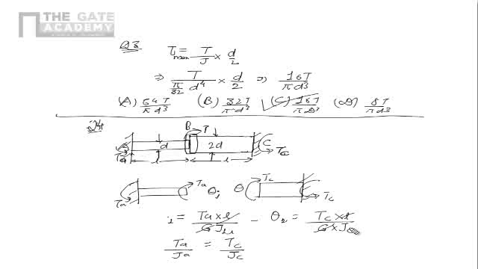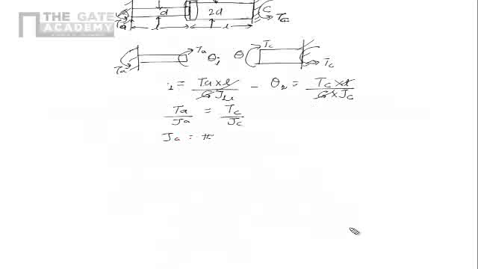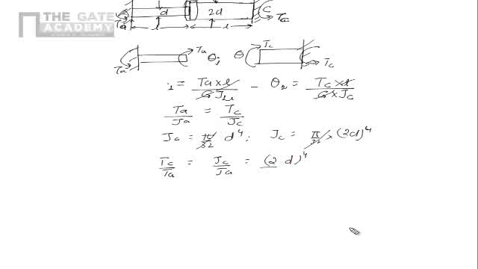So now in this case, JA is pi by 32 t to power 4, and JC is pi by 32 into 2d to power 4. So if I put these numbers here, I get TC upon TA is equal to JC upon JA, which is nothing but, pi by 32 is common, so that cancels out, 2d to power 4 upon d to power 4, which is nothing but 16, hence TC is 16 times TA. That's the answer. So now let's see the options.